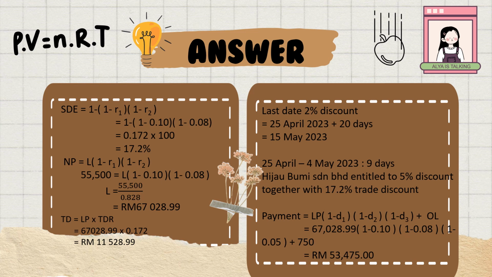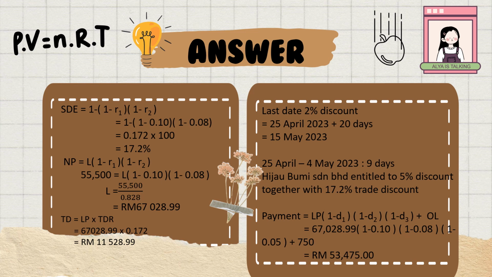C. The last date to receive the 2% cash discount is 20 days after the invoice date. So 25 April 2023 must plus 20 days. So the answer is 15 May 2023.